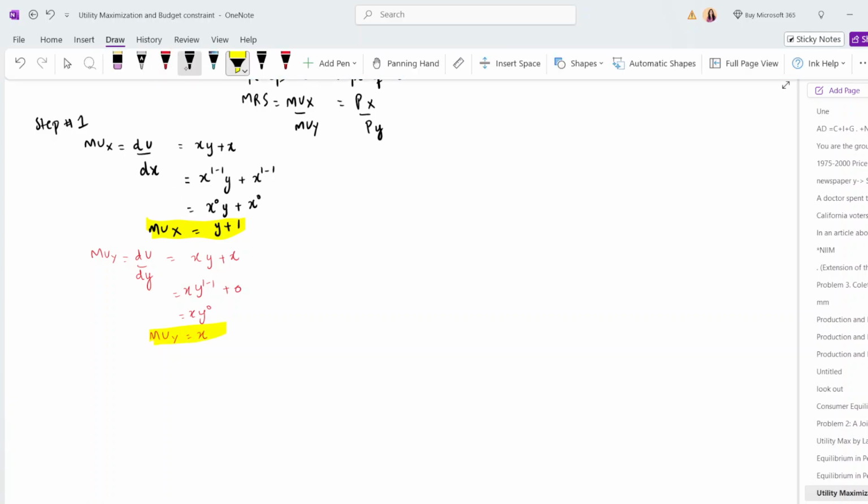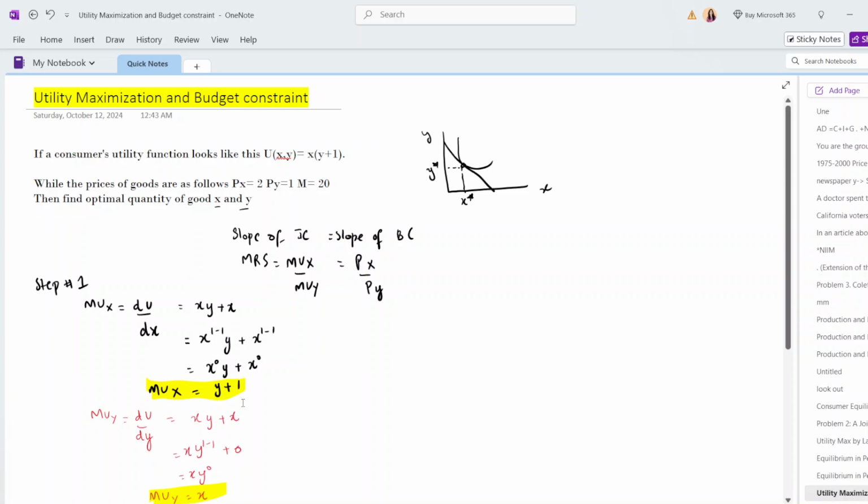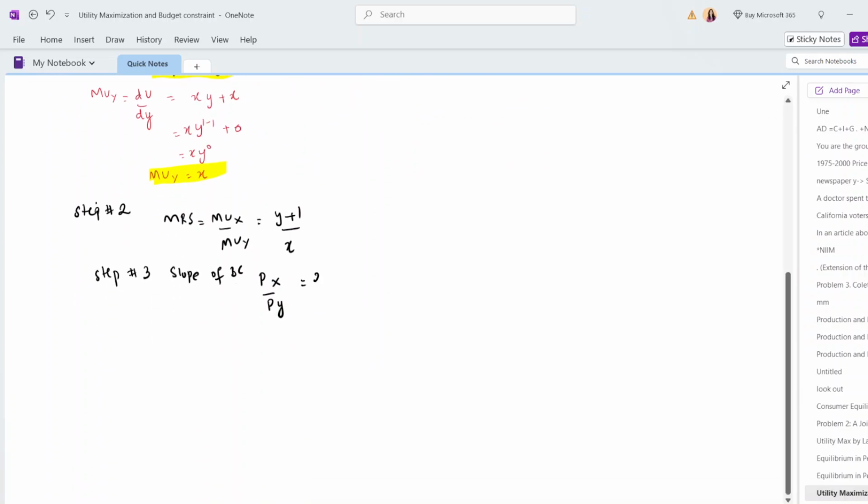We've calculated MUX and MUY. We can move to step 2, which would be to put this together and find out MRS. MRS would be MUX over MUY. Put the value of MUX, which is y plus 1, and MUY, which is x. Right? We can also further simplify it from here. That's when we're going to jump to step 3, which is the price ratio or slope of budget constraint. Slope of budget constraint is the price ratio of good X over good Y. We know that price of X is 2 and price of Y is 1. So it's 2 over 1.